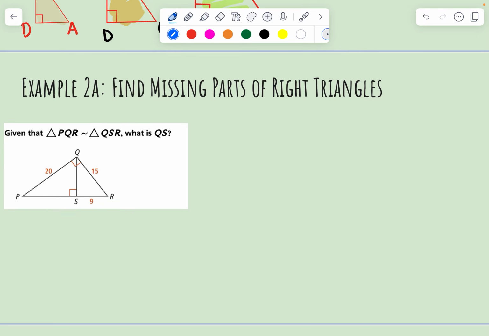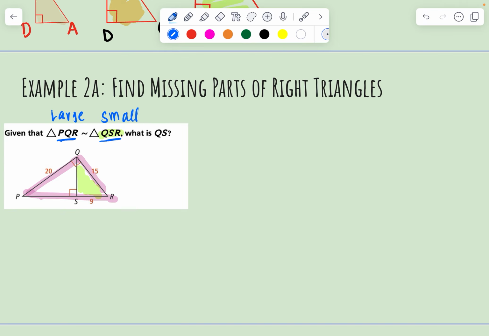So if we're looking here, they're telling me that I'm using triangles PQR and triangle SQR. Triangle SQR is my small triangle here. So I know I'm going to be using the smallest triangle. And then PQR is the biggest triangle. So remember, we have a small, medium, and large. So we're using the small triangle and the large triangle.